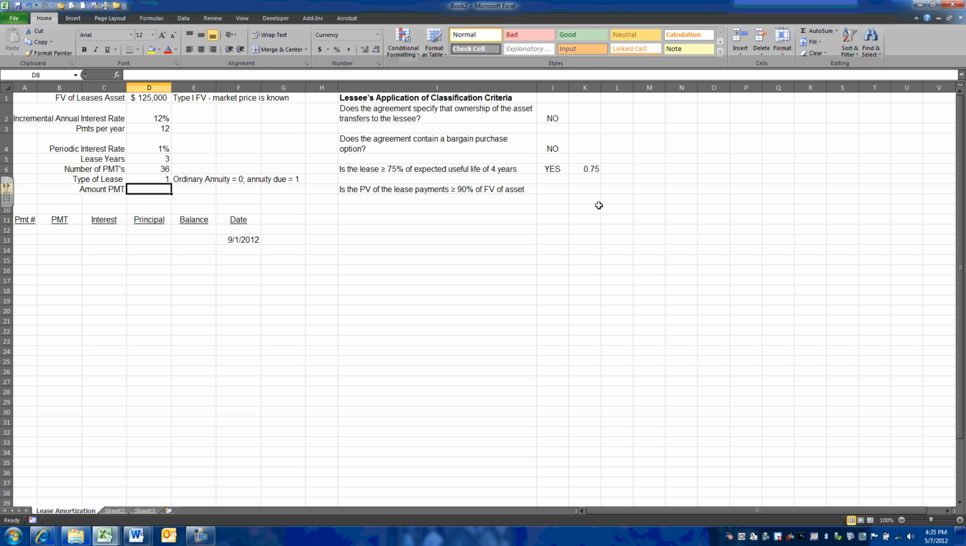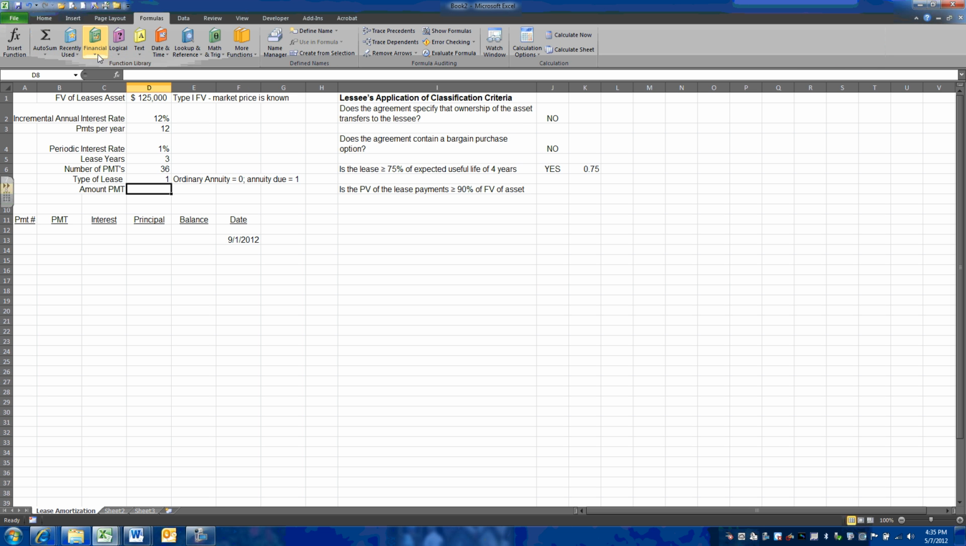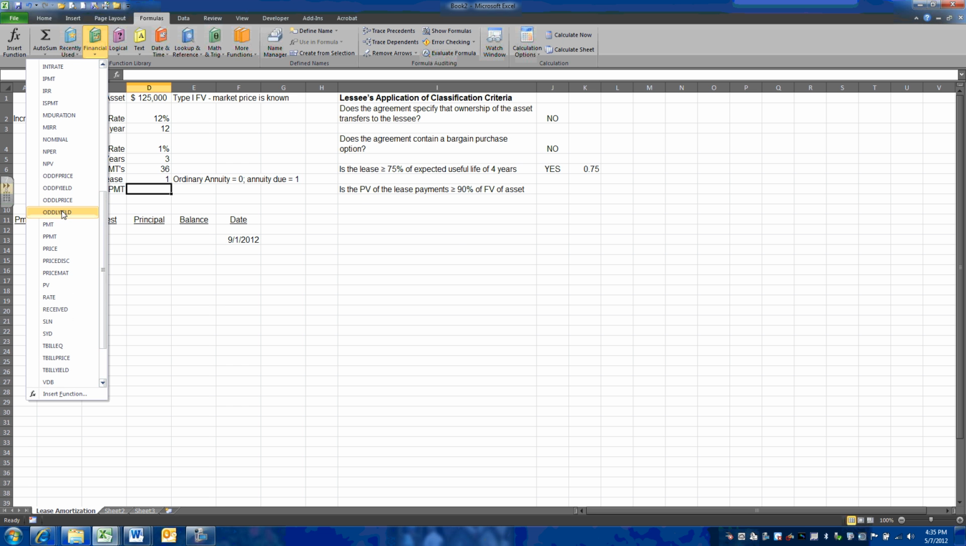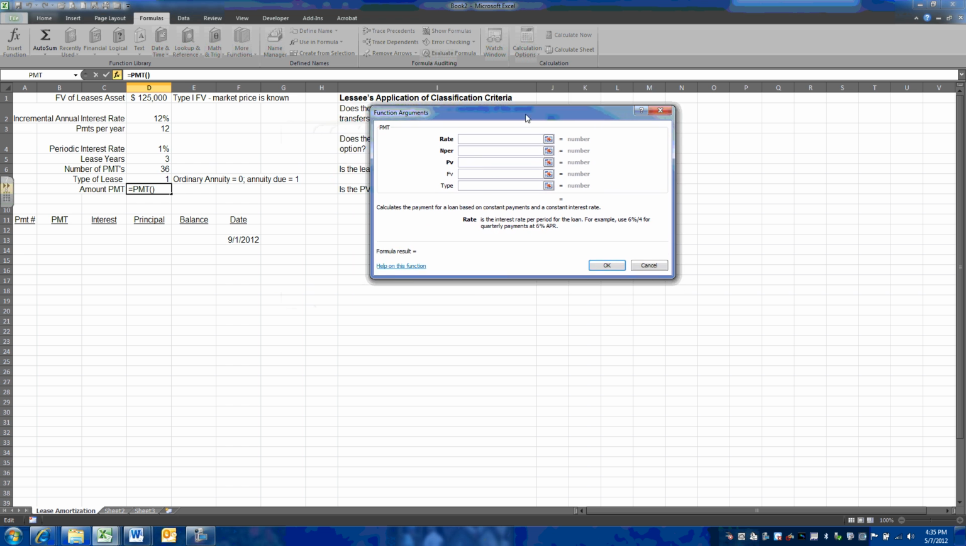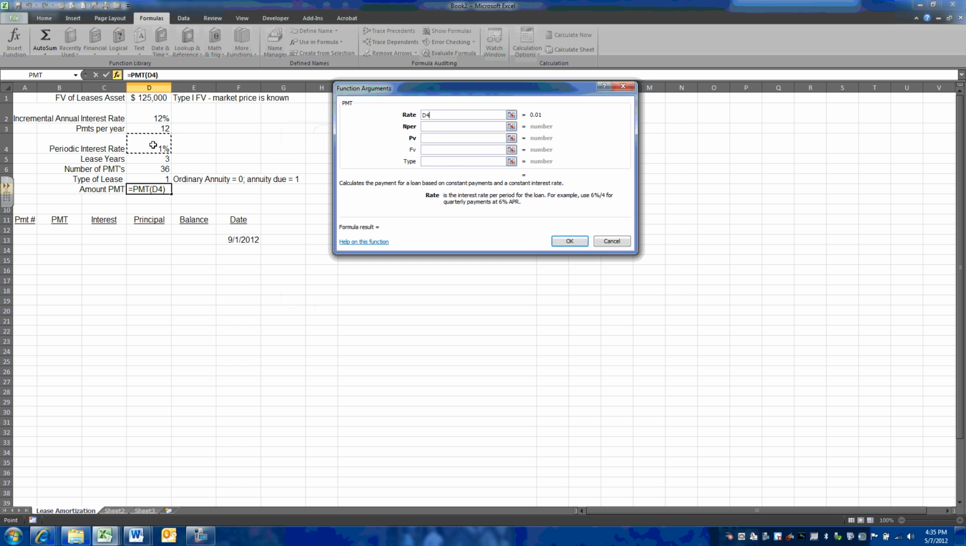So let's see how much the lessor would lease this equipment for. To do this, we're going to go up to the formulas, we're going to go to financial, and we are looking for PMT. In our argument box, it's asking for rate, that's going to be a periodic rate, 1%. The number of payments we're going to make in the life of this lease is 36. We have established the present value of this equipment, present value and fair value in this case means the same thing, at $125,000. And finally, it's important to report on the type. Since we're going to be making a payment at the beginning of the period, we can indicate this is a type 1.